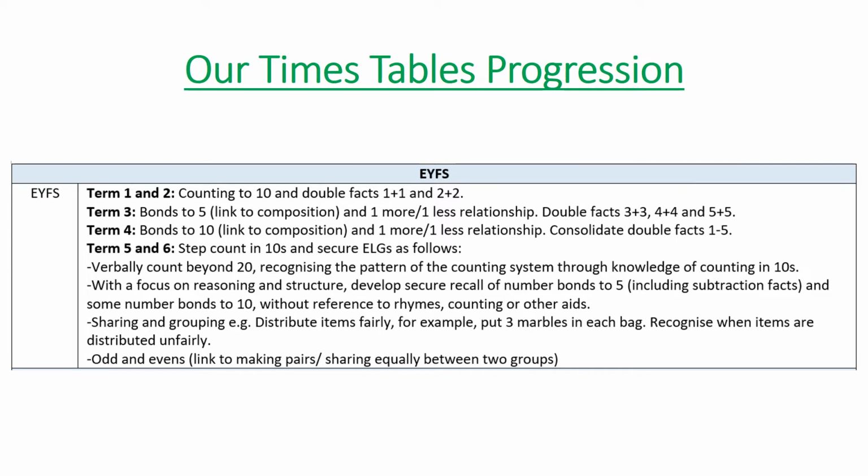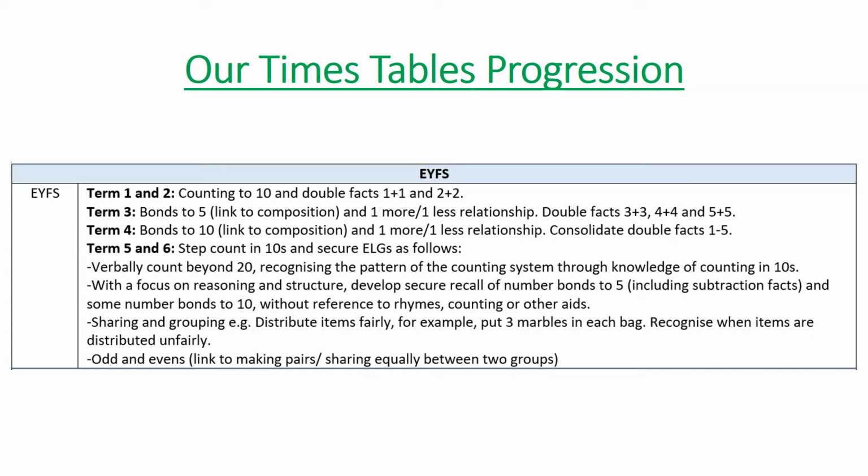Here you can see the early years foundation stage referenced in the times tables progression. It's really important that we think about the children's initial steps in their learning journey towards developing their understanding of times tables. As you can see in early years, in term 5 and 6, the children will be aiming to secure the early learning goals as follows. So verbally counting beyond 20, recognising the pattern of the counting system through the knowledge of counting in tens. This will also involve a focus on reasoning and structure, developing a secure recall of number bonds to 5 and some number bonds to 10.